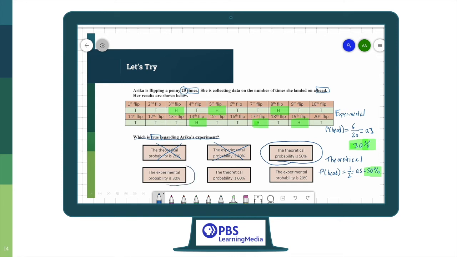Yes, this is true, also based on our calculations, and we still want to make sure that we go through all options to make sure we don't miss any. The theoretical probability is 60%. This is false, because we said the theoretical probability is 50%, and the experimental probability is 20%. True or false? That's correct. This would be false as well. So we have two answer choices regarding Erica's experiment.